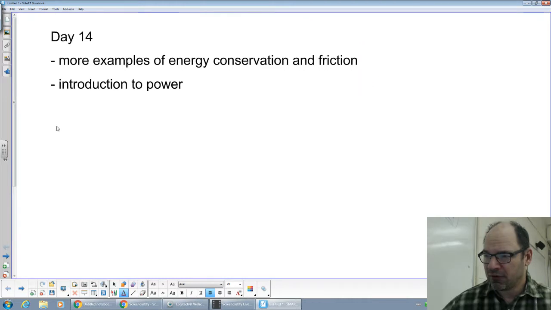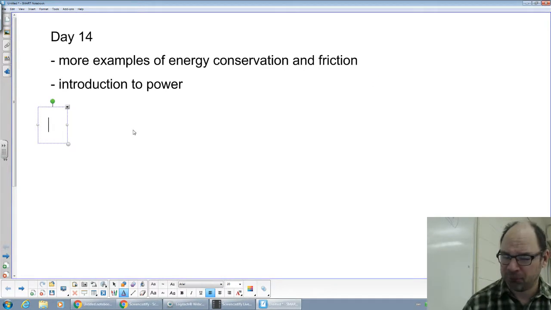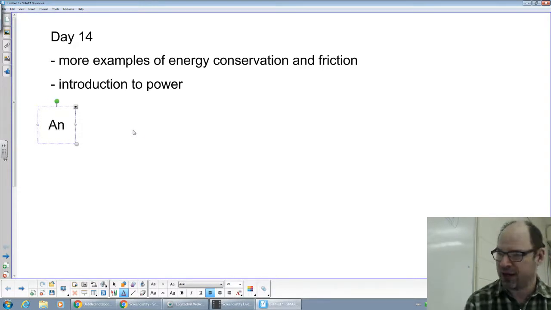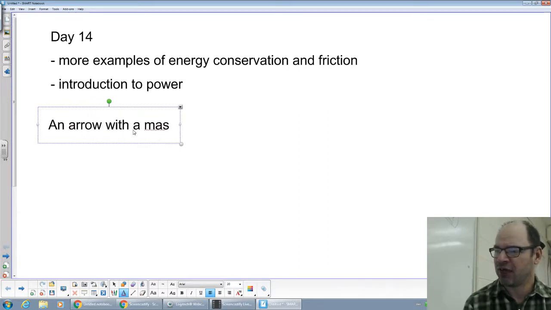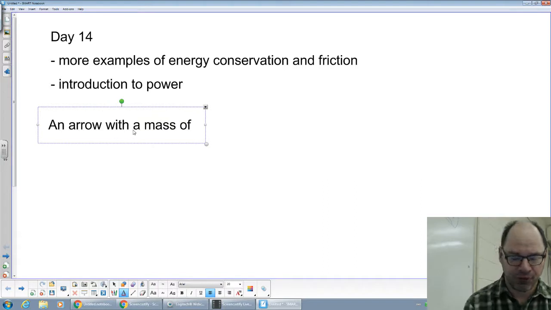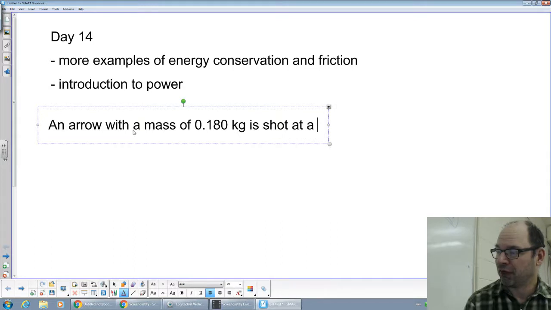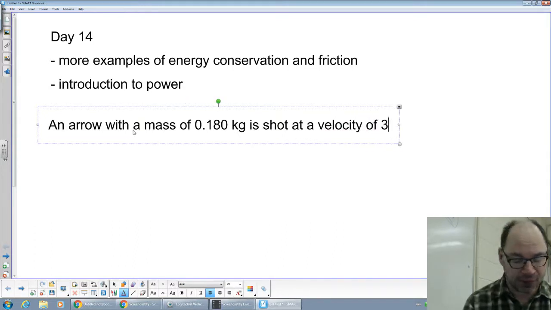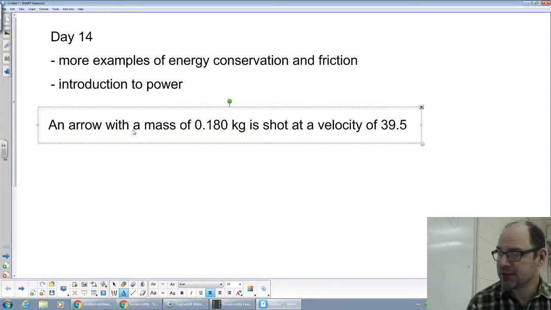Let's start off with a simple example of another energy conservation question. Let's say an arrow with a mass of 0.180 kilograms is shot at a velocity of, let's say, 39.5 meters per second.